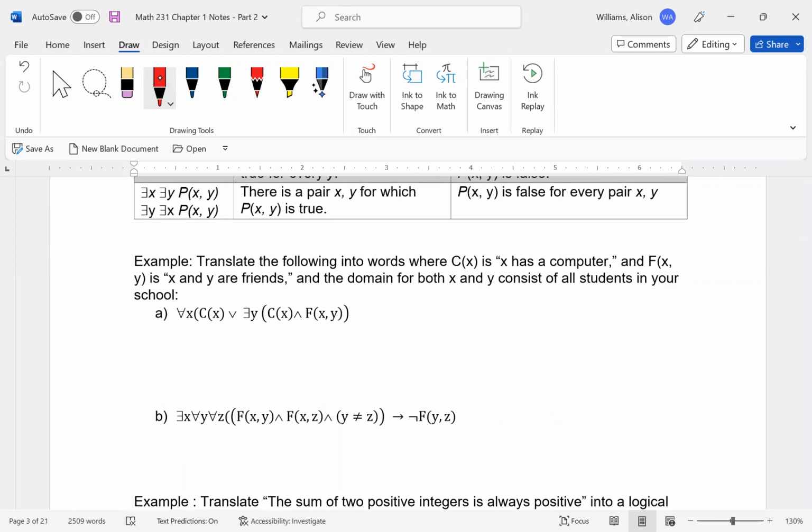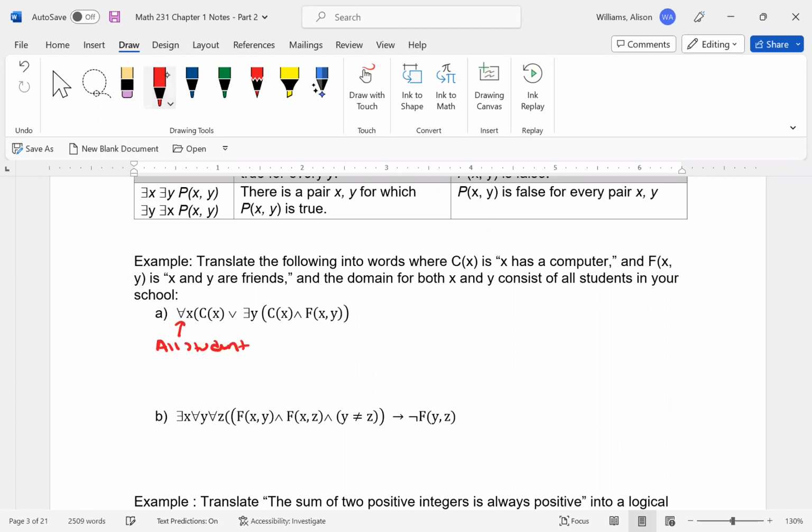Okay, so here we go. Now we're working with propositions. So C of x means that x has a computer. F of x, y, sorry, it broke up onto the next line here. We highlighted it. F of x, y is that the two people are friends, and the domain is students at the school, or in your school. All right, so here we go. So for all x, so this is all the students.